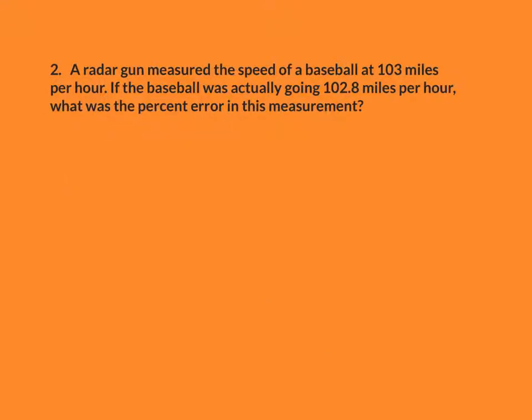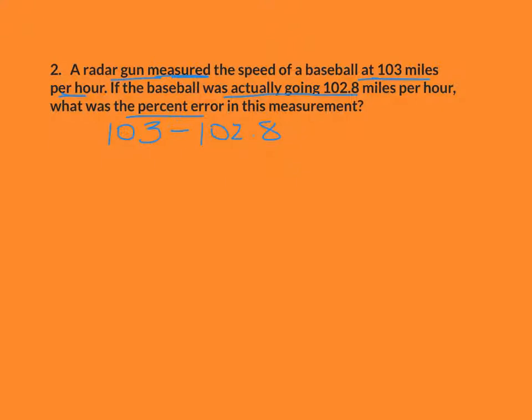Next problem, we have a radar gun measuring the speed of a baseball at 103 miles per hour. Okay, that's the measurement. The baseball was actually going 102.8 miles per hour. What is the percent error? So again, first thing we're going to do is we're going to find the difference. So the difference in this case is 103 minus 102.8, or 102 and 8 tenths.